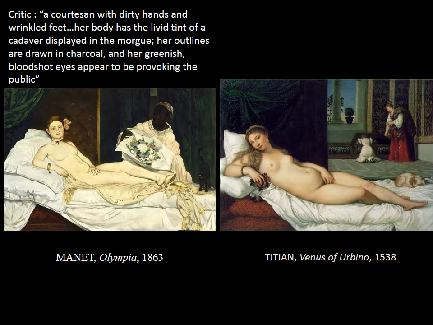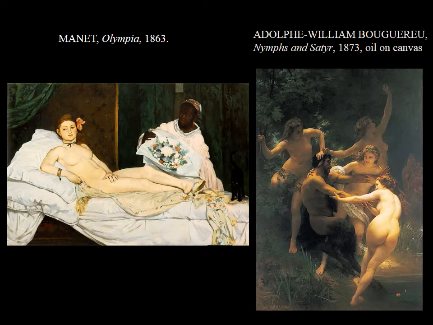And the thing is, why is it so controversial, right? He's basically doing Titian over again. It looks very similar. Why is this one not okay? Yeah? And if we look at this other painting, this is a painting by Bouguereau, who is a member of the Academy. He paints the nymphs and satyrs. This is 10 years later. This painting was hailed as a great painting, whereas Manet's Olympia is derided as a terrible painting, right?